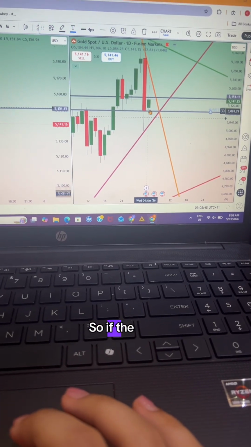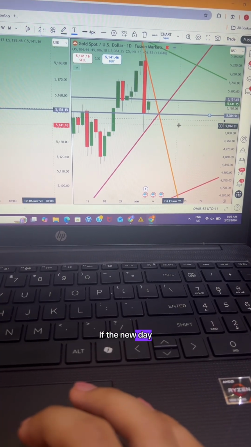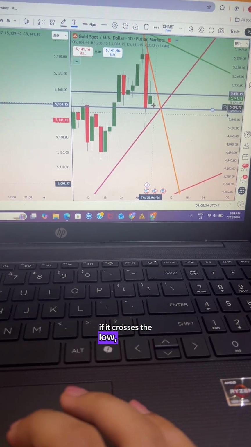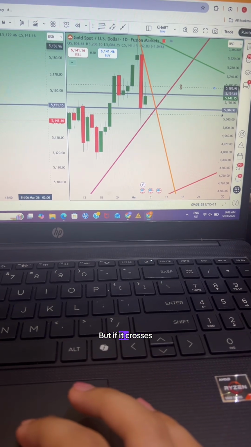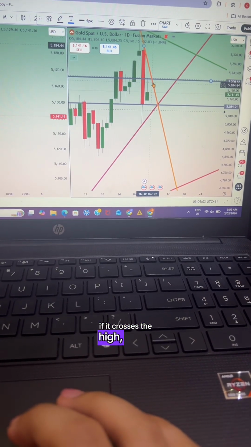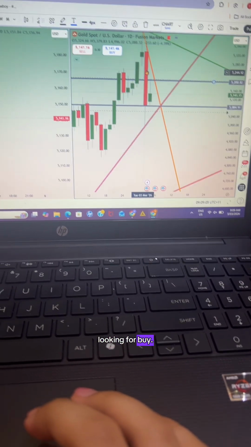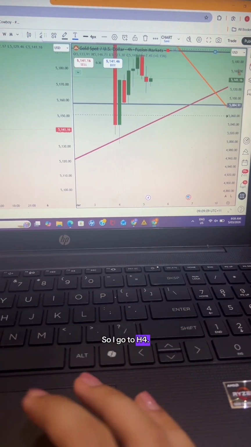I go from daily, so I identify key levels on the day. If the new day that's opening crosses the previous day's low, I want to be looking for sells, so I put that gray line over there. If it crosses the high, then I want to be looking for buys. And then I go to the lower time frame. So I go to H4.